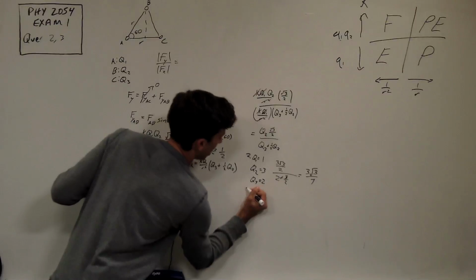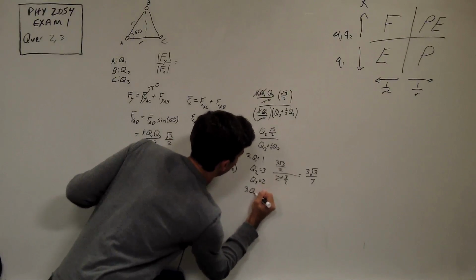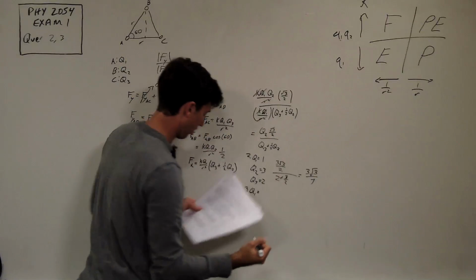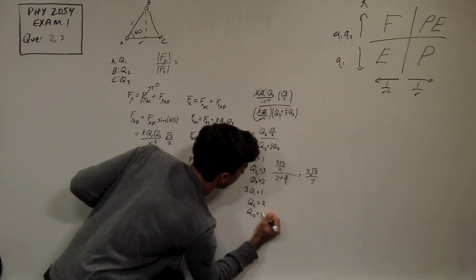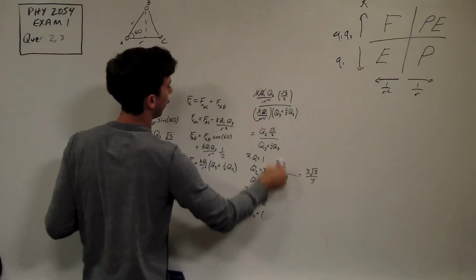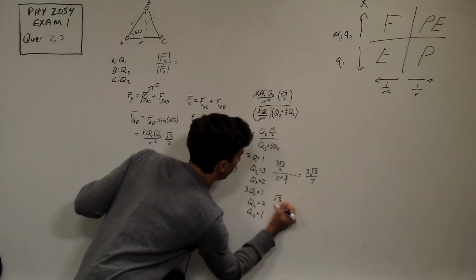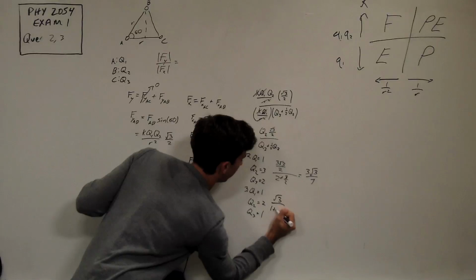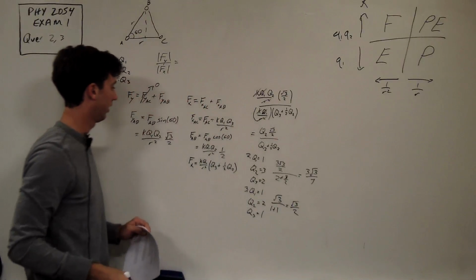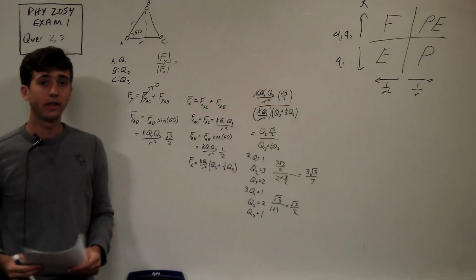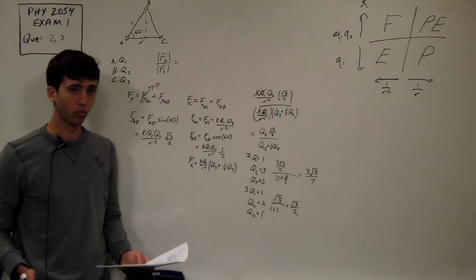Awesome. Now question 3. Q1 equals 1, Q2 equals 2, Q3 equals 1 again. Okay, plug it into the equation. You get root 3 over 1 plus 1 equals root 3 over 2. Yay! And that is how you solve an equilateral point charge force problem, such as questions 1, 2, and 3.